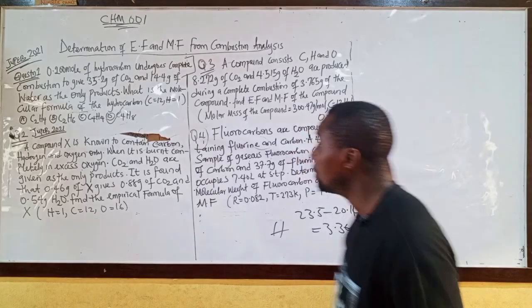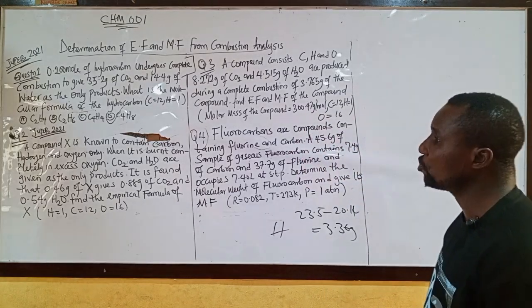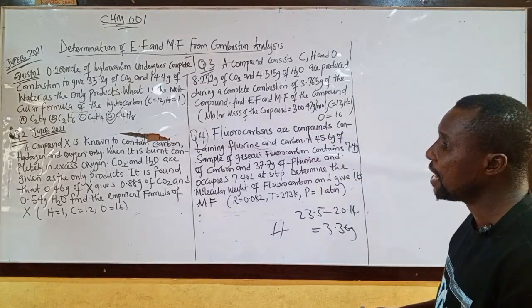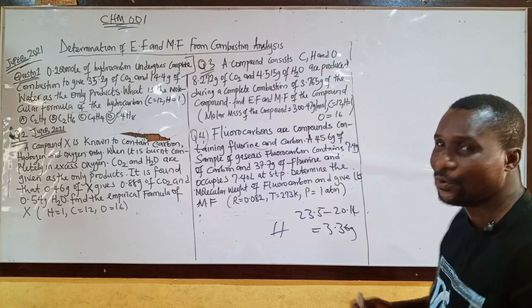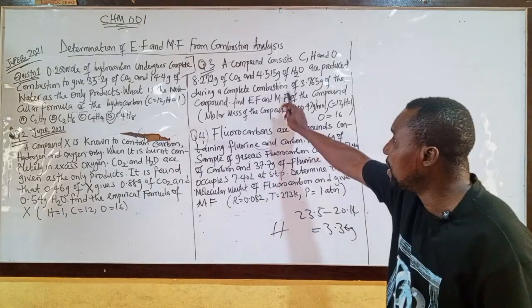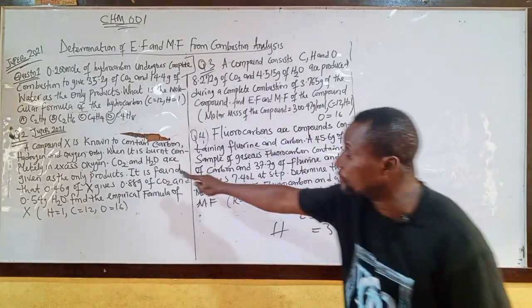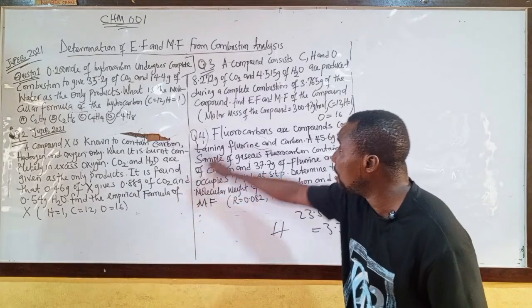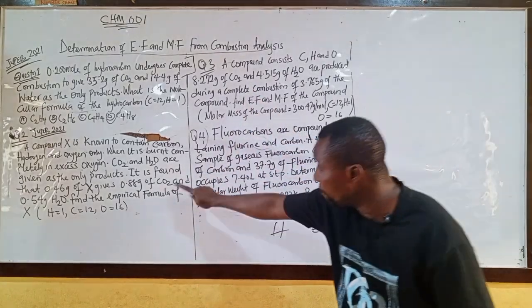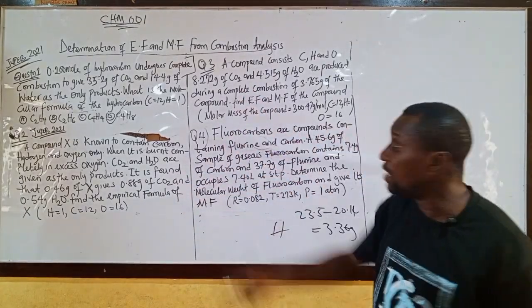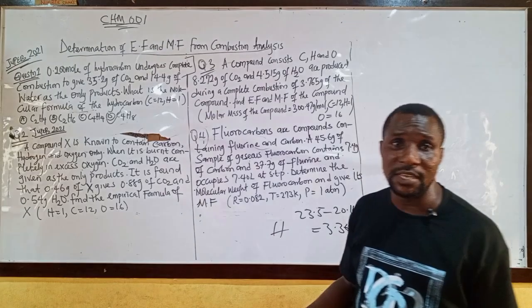Number 2. Where a compound X is known to contain carbon, hydrogen, and oxygen only. Look at this. This one and question 3 are the same. This one is also from your JUPEB. I will give you this one as an assignment. If you understand this, you are able to do it. And if you understand the first one, it's almost the same.